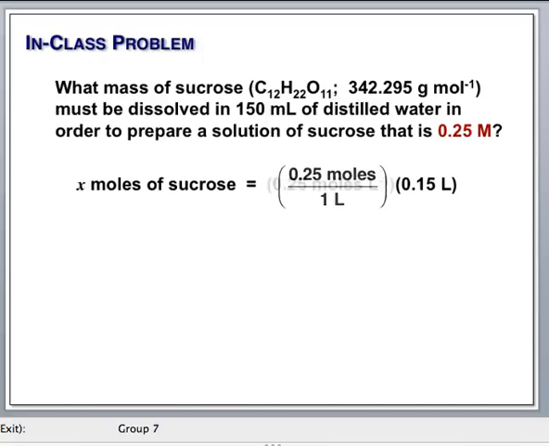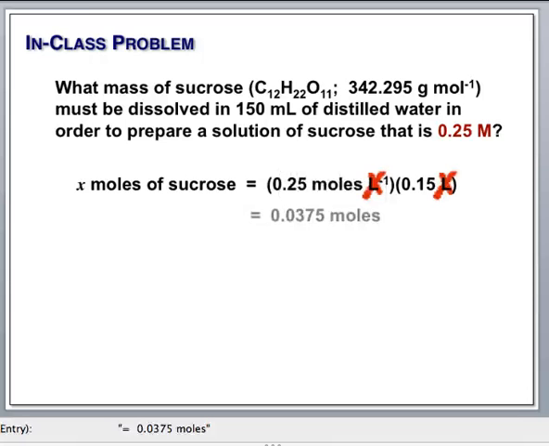Now I'm going to write this a slightly different way. 0.25 moles per liter. Once again, this is how you'll probably see it on exams, because it's much easier to do that than to put in slashes and whatever. The negative exponent simply means per liter, and of course this is liter. All right, per liter and liter cancel. Multiply these two together, 0.0375 moles of sucrose in 150 mils of 0.25 molar salt.